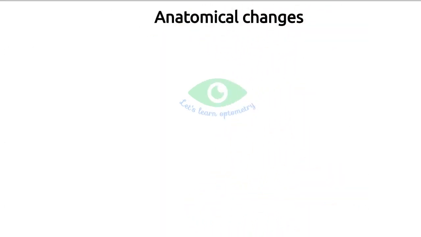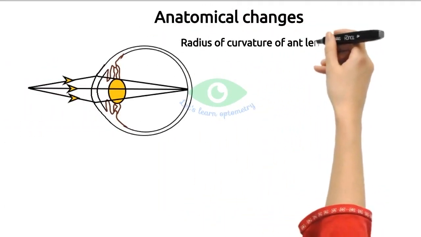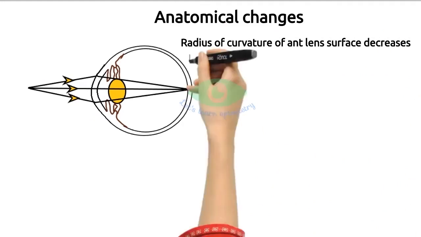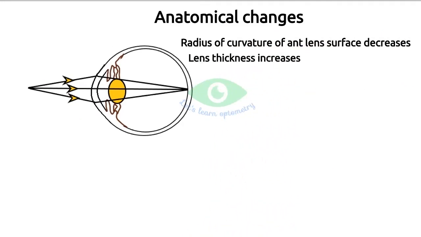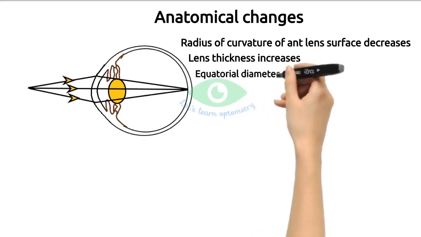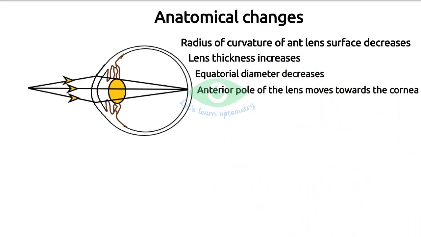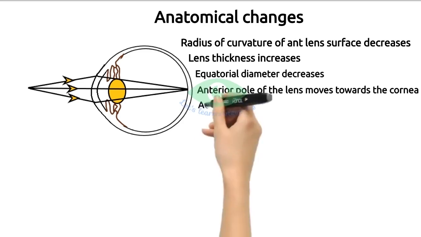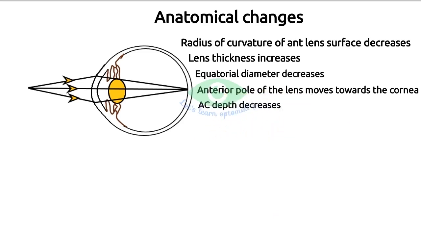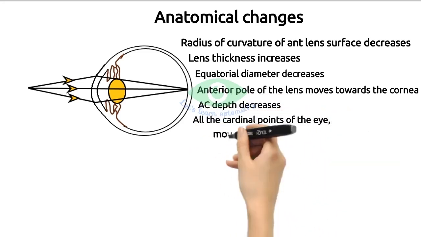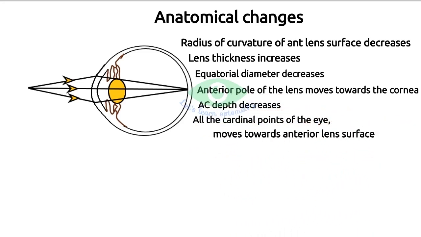Anatomical changes in accommodation. The radius of curvature of anterior lens surface decreases, that is, the lens becomes steeper or more curved. The thickness of the lens increases. As the lens thickens axially, the equatorial diameter decreases. The anterior pole of the lens moves towards the cornea. Consequently, the depth of the anterior chamber decreases. All the cardinal points of the eye move towards the anterior lens surface.